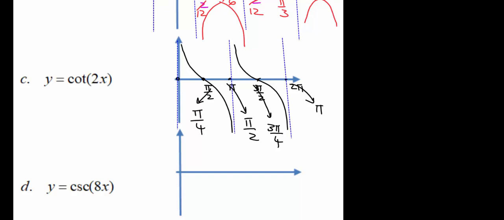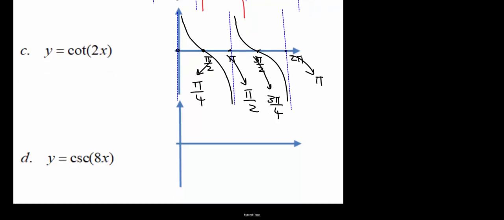Tangent's always increasing, cotangent's always decreasing. Just some fun trivia to remember. Now cosecant, same thing. 0 pi over 2, 1 pi over 2, 2 pi over 2, 3 pi over 2, 4 pi over 2. I make the asymptotes. What am I doing? I got out of control there. The asymptotes are at the pi's, aren't they?